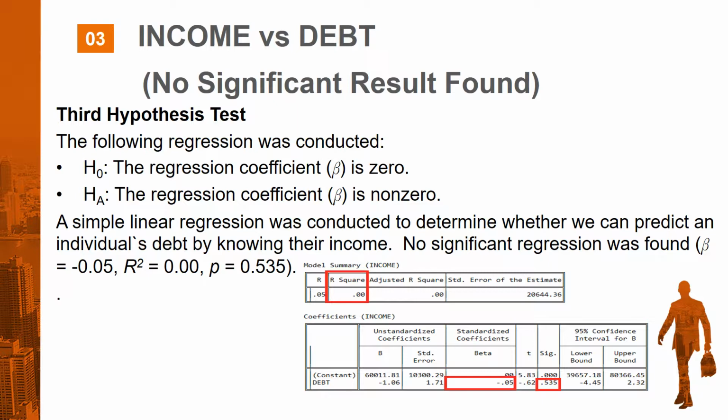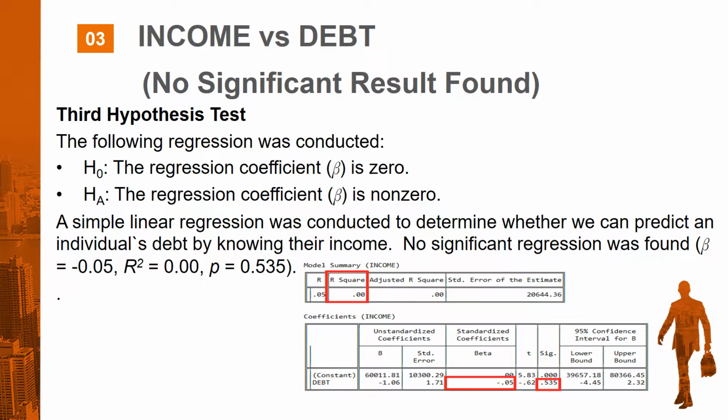We'll move to the third test, which is the non-significant result test, based on our income versus debt observation. What is our null hypothesis? The regression coefficient beta is equal to 0. Our alternative hypothesis says that the regression coefficient beta is not equal to 0. We conducted a simple linear regression using our PSPP tool again to determine whether we can predict an individual's debt by knowing their income.